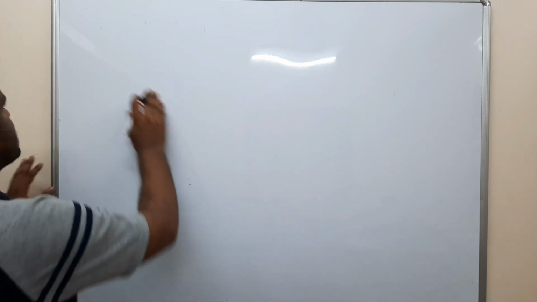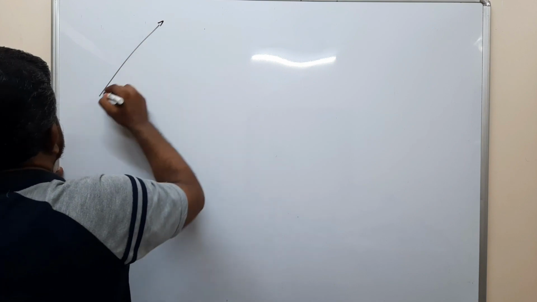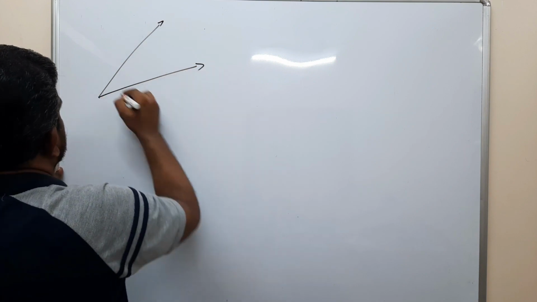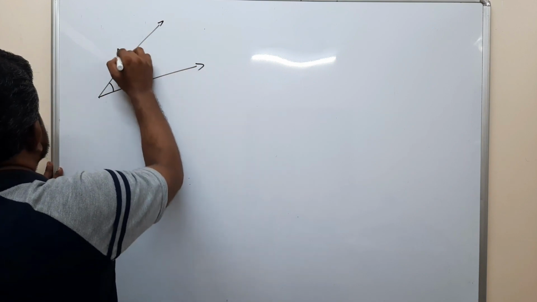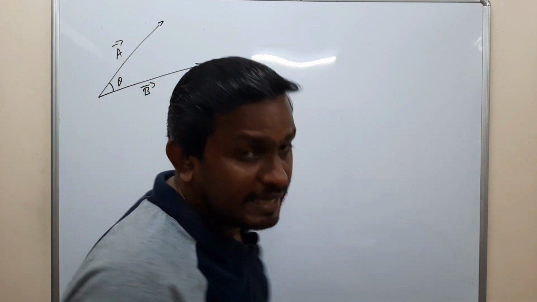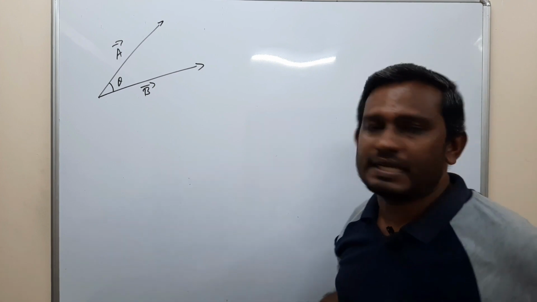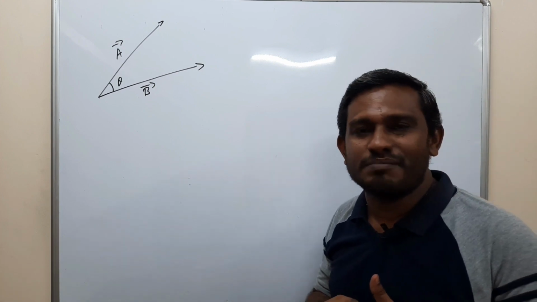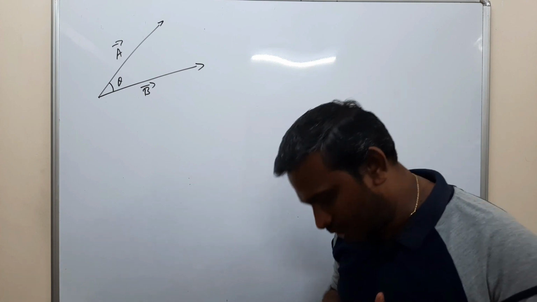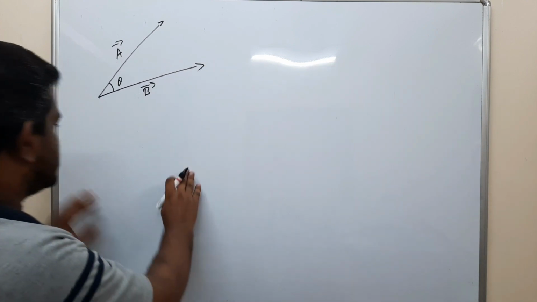Suppose two vectors, A vector and B vector, which are inclined at an angle theta. We have to find the resultant of these two vectors using the Parallelogram Law of Addition. So what is the Parallelogram Law of Addition?